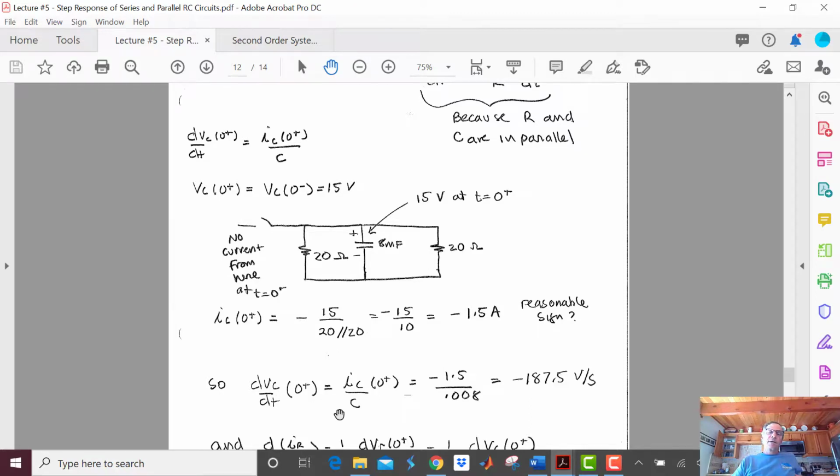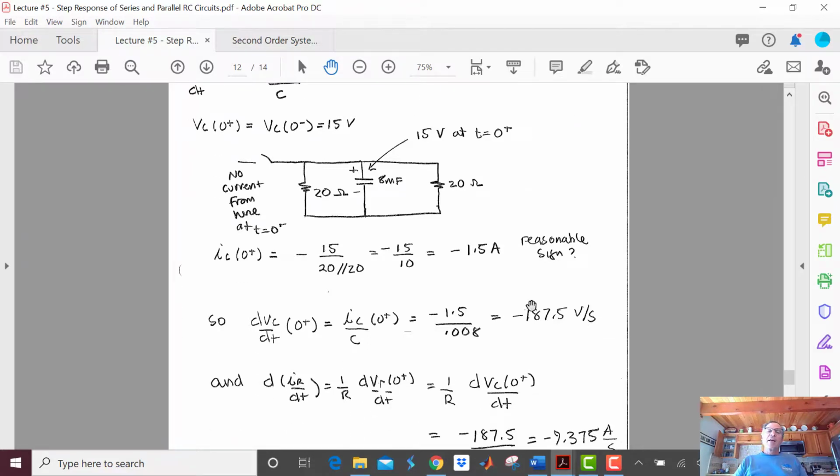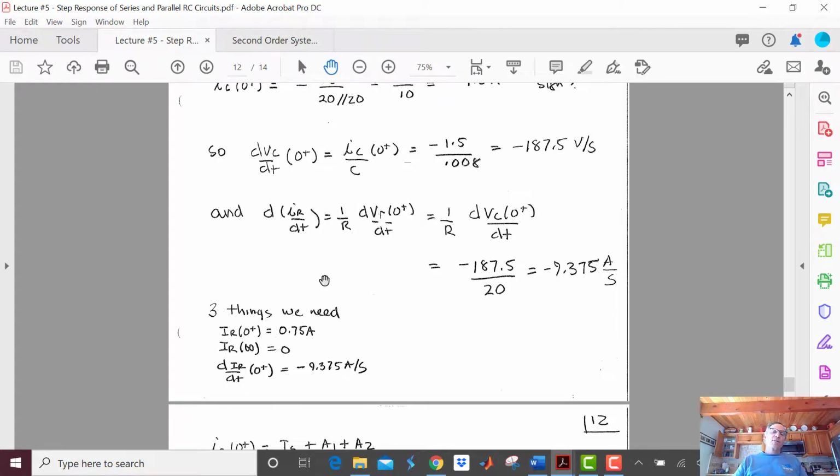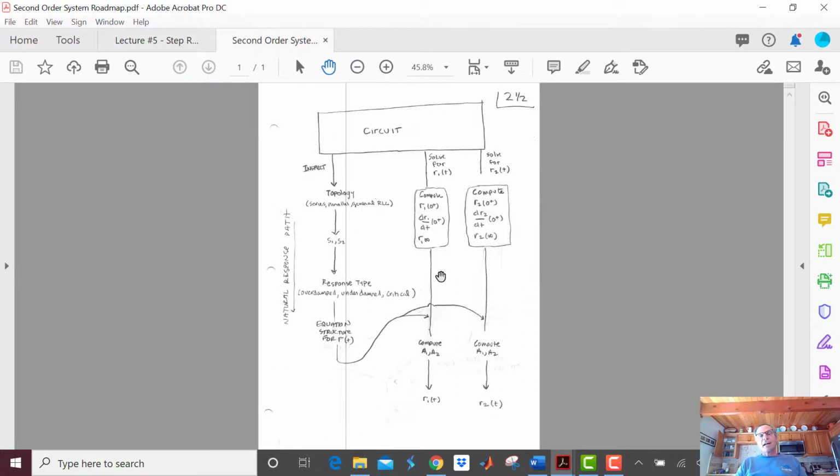So dVC dt is going to be IC over C, which is minus 1.5 divided by C, which is 8 millifarads, which is minus 187.5 volts per second. So now I know dV dt. So dir dt is just going to be 1 over R times dVR dt, which is the same as dVC dt. 1 over R times dVC dt gives me minus 9.375 amps per second. So I have the three things I need. And the reason I wrote them down here is because it's telling me I'm right here on my roadmap. I just went through here and I'm living right here right now.